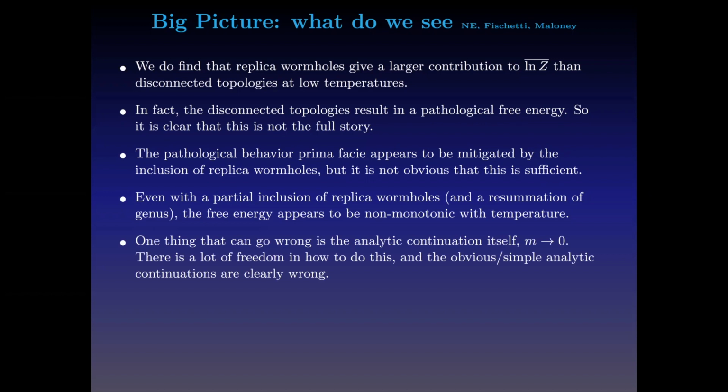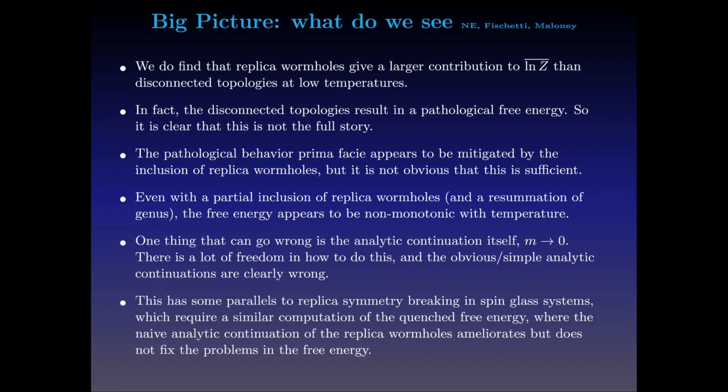So we can ask, well, it's bad with disconnected topologies only. It's bad also if you include replica wormholes, at least partially. So what's going on? One possibility is certainly that this partial inclusion of replica wormholes is not enough, and if you include everything, then it works out. But one interesting thing that can go wrong is the analytic continuation as M goes to 0. It turns out there's a lot of freedom in how to do this, and the obvious or simple analytic continuations that you might think to do are just wrong. So it appears that there are a lot of subtleties in the analytic continuation itself.